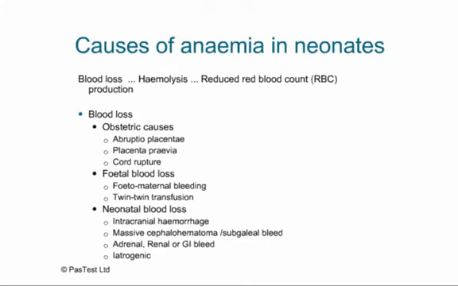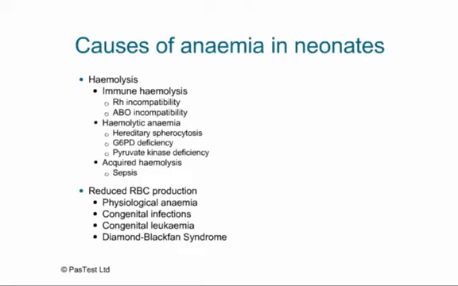Common causes of hemolysis in neonates are immune hemolysis due to ABO or Rh incompatibility. Hemolytic anemias that can present in the neonatal period include hereditary spherocytosis, G6PD deficiency, and pyruvate kinase deficiency. Causes of acquired hemolysis would include sepsis. Reduced red blood cell production is seen in physiological anemia, which usually presents at 8 to 12 weeks of life, congenital infections, and less commonly in congenital leukemia or Diamond-Blackfan syndrome. Question 7.